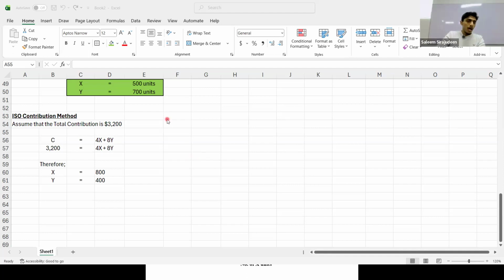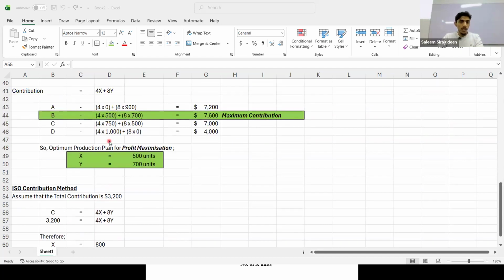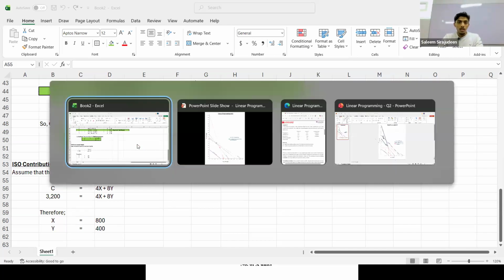Right. So the ISO contribution method, that is done. Now, we have found the optimum production plan using the simultaneous equation and using the ISO contribution method. So what is the requirement A? Identify the optimum production point if the objective is profit maximization. That is done. Now what is the requirement B?